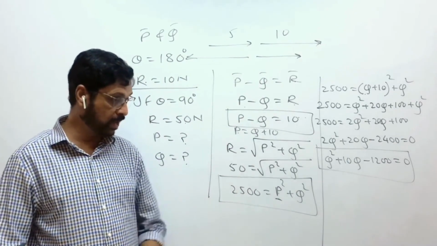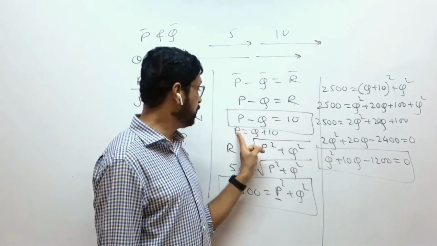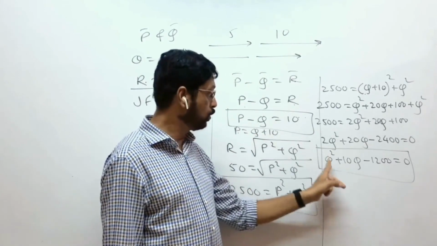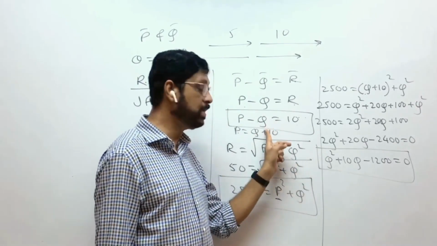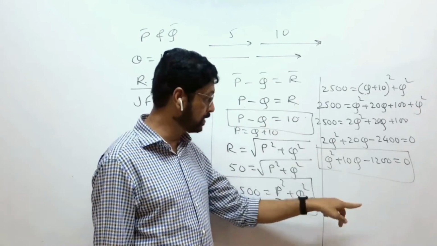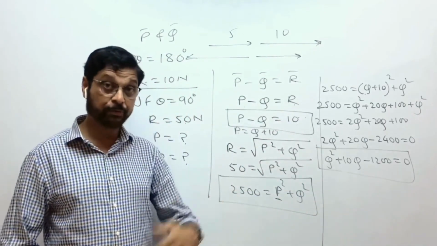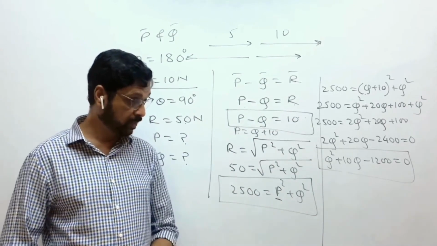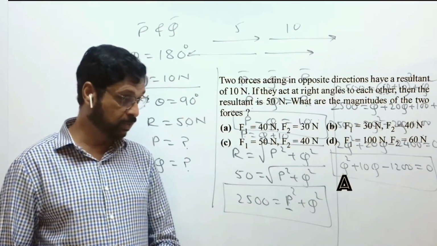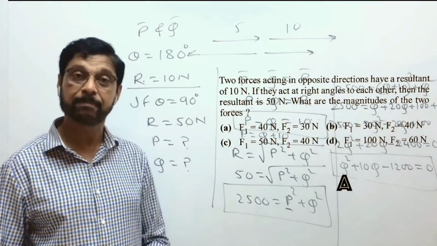So what is your answer? Obviously P is Q plus 10. So Q will be 30 and P will be 40. Q is 30, P is 40. So F1 is 40, F2 is 30. Which option is it, look. F1 40, F2 30. That is option A.